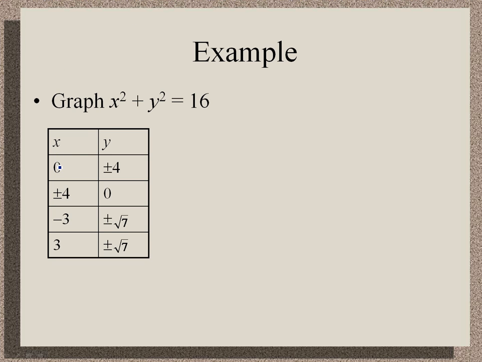Notice that when x is 0, the x terms drop out, and you're left with y squared equals 16. If you take the square root of both sides, remember with the square root you get two answers, plus or minus, and the square root of 16 is 4. So with this one value of x, we actually get 2 points. We get (0, 4), and we get (0, negative 4).